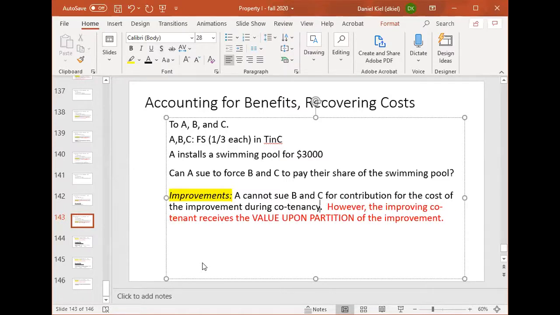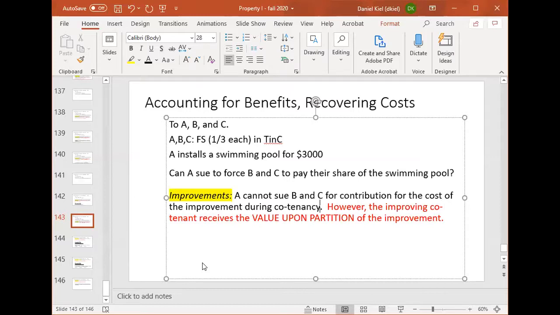So just like with repairs, A cannot come and say, hey, I put in this pool, isn't it great? You know, which, by the way, B and C can enjoy, right? They have right to full enjoyment. So the pool is there and B can come jump in. But A cannot get B or C to pay them for the cost of the swimming pool during co-tenancy. However, and again, unless they've come to some sort of agreement. If they've come to some sort of agreement, then we're out of this whole conversation.